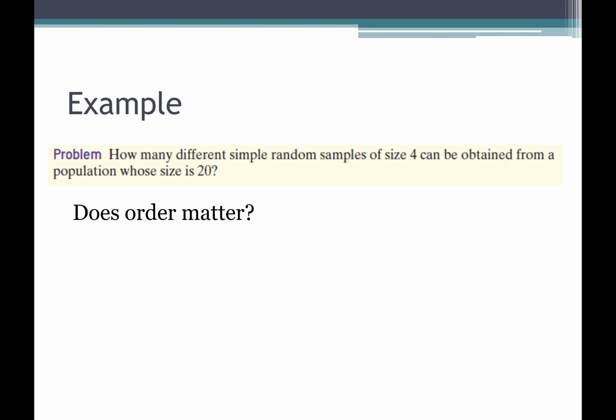How many different simple random samples can be chosen of size 4 of a population whose size is 20? Well, that's pretty straightforward. This is obviously a combination, because if you choose 1, 2, 3, and 4, or if you choose 2, 1, 3, and 4, 4, 1, 3, and 2, 4, 2, 3, 1, and 4, 3, 2, 1, and so on and so forth, I think there are 24, you have chosen the same simple random sample.